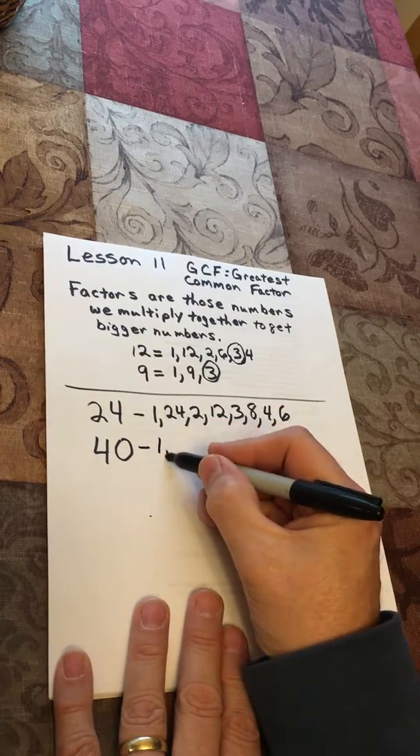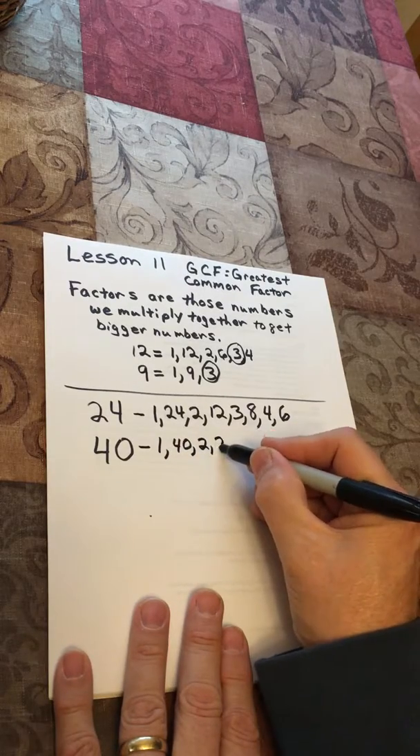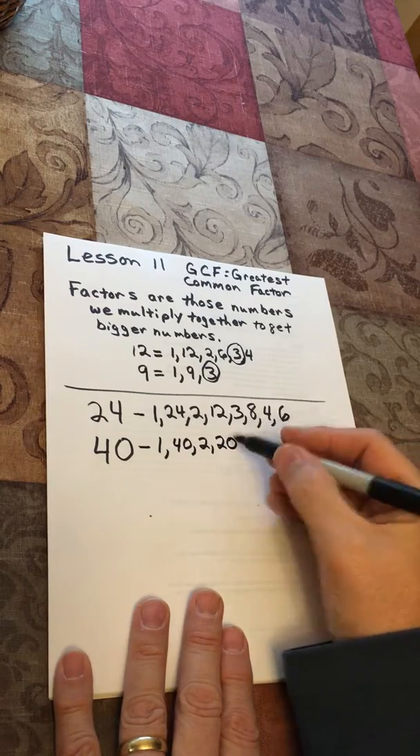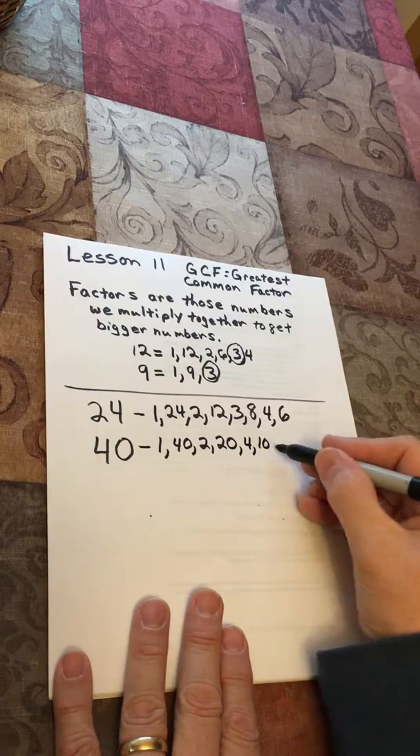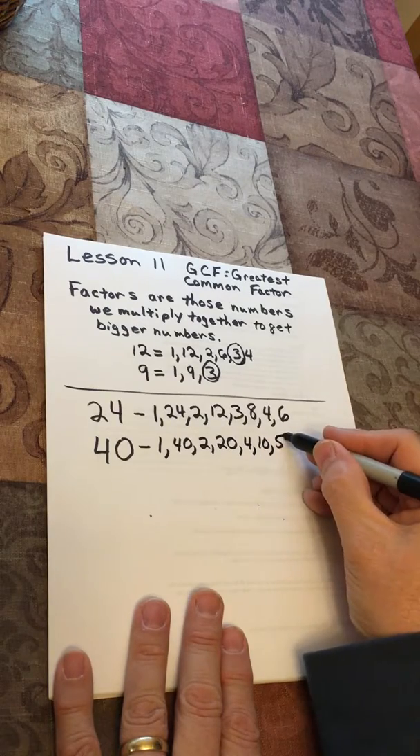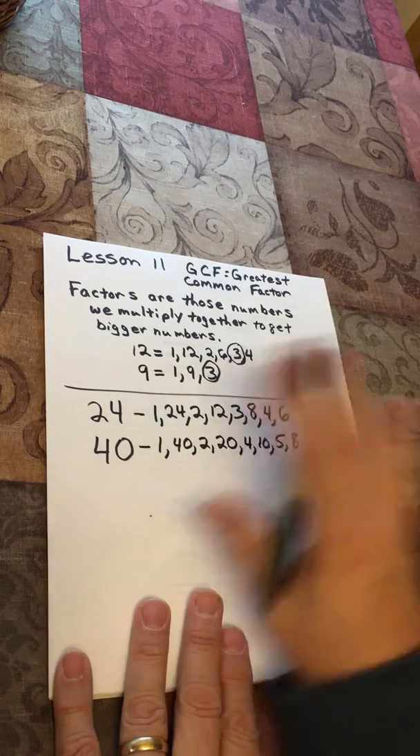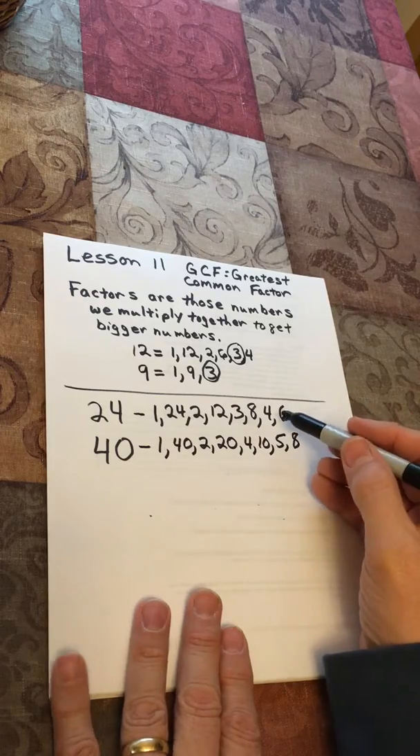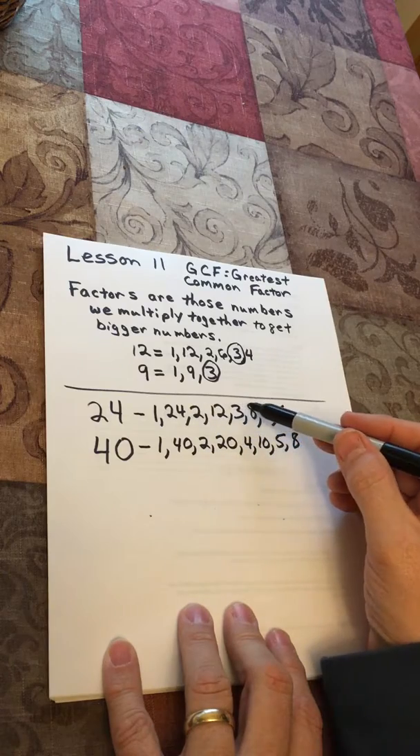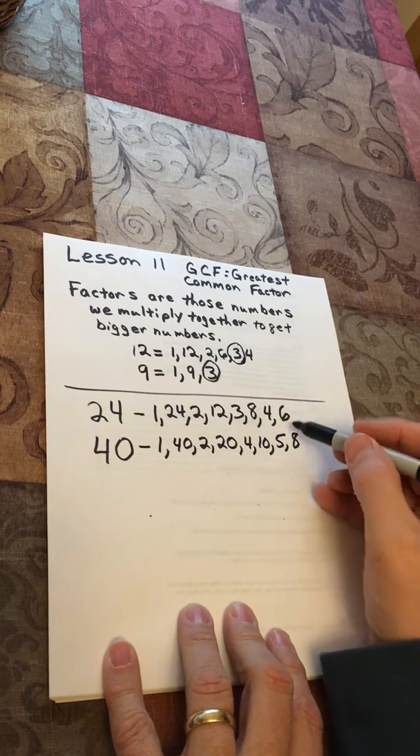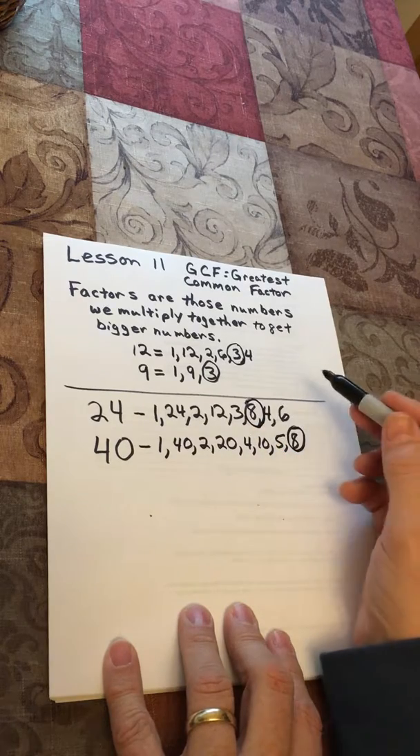So if we have 1 and 40, 2 and 20, 3, no, 3 doesn't work, so we don't have a factor for 3. 4, yeah, 10. 5, yep, 5 times 8. 6, nope. 7, nope. All right, so let's look at these 2 lines and see what the biggest number is. Let's see, I have an 8 here and I've got an 8 over here. So my greatest common factor between these 2 lines would be 8.